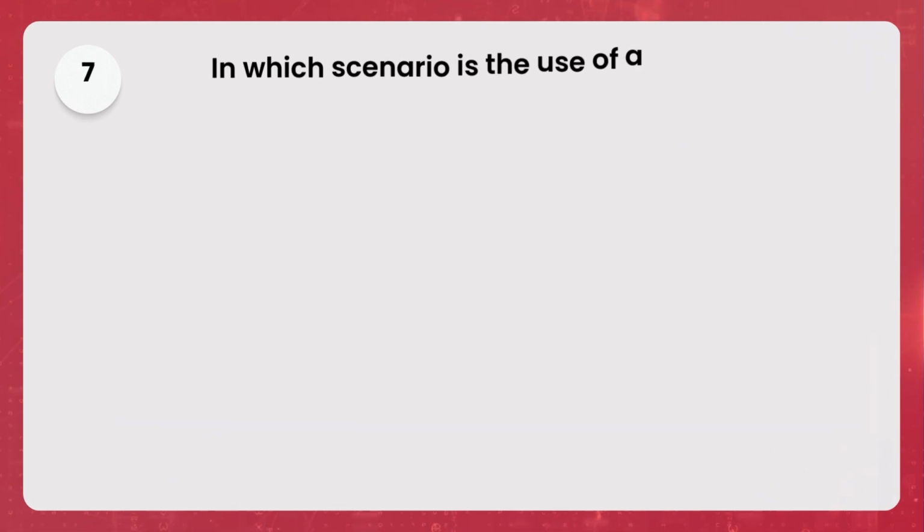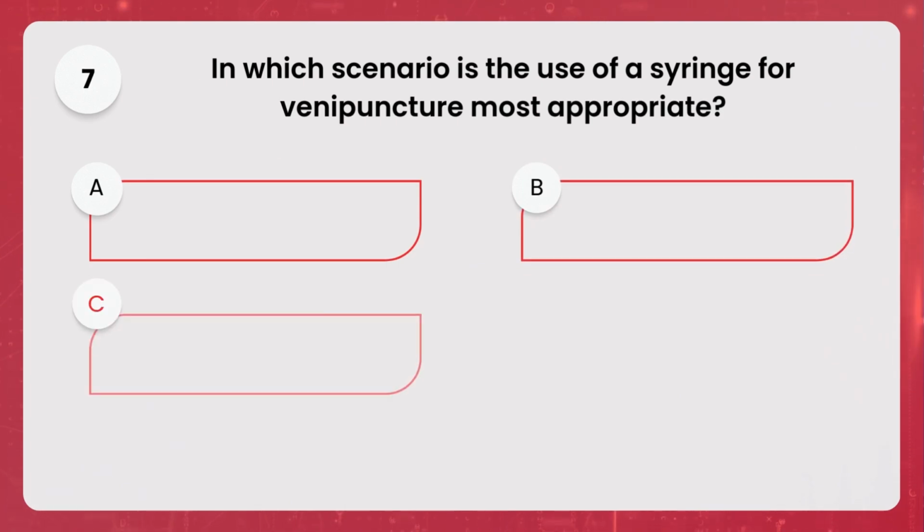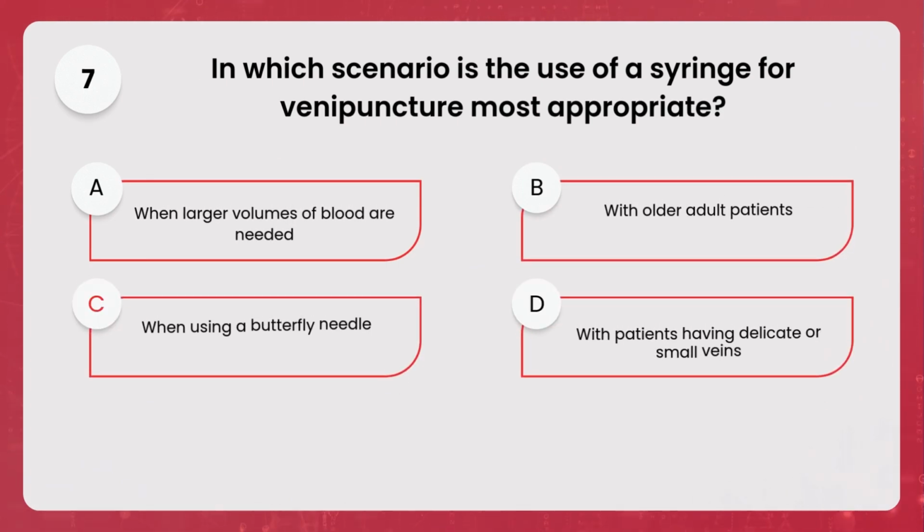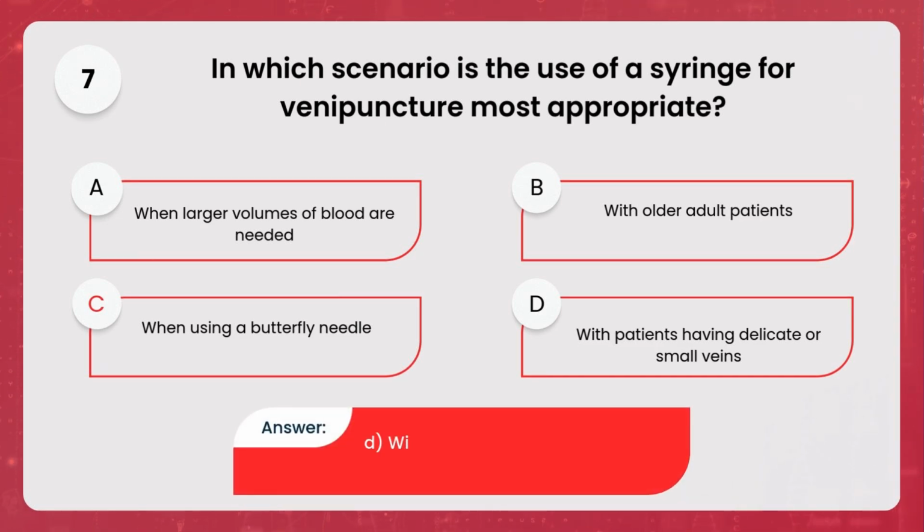Number 7. In which scenario is the use of a syringe for venipuncture most appropriate? A. When large volumes of blood are needed. B. With older adult patients. C. When using a butterfly needle. Or D. With patients having delicate or small veins. The answer is D. With patients having delicate or small veins.